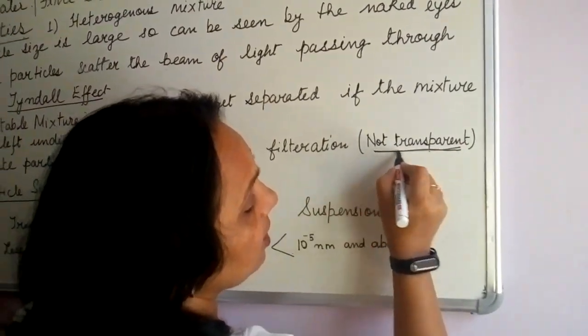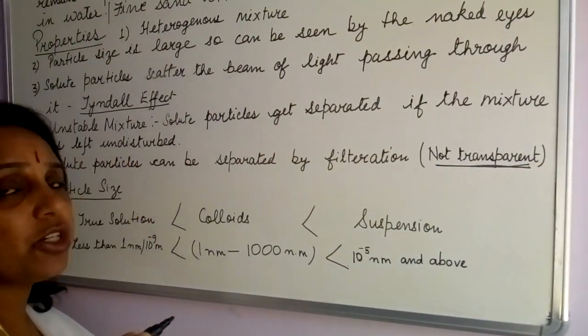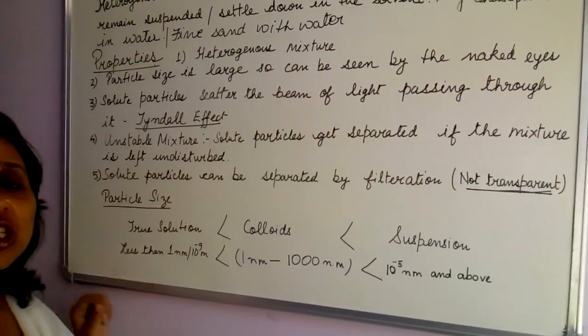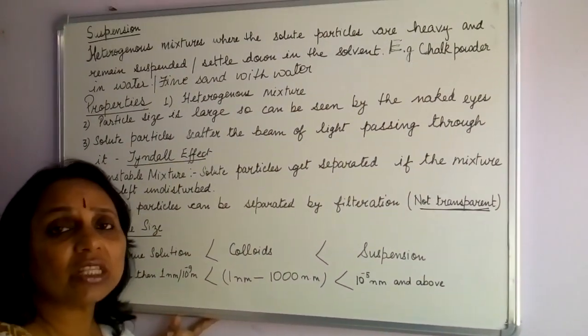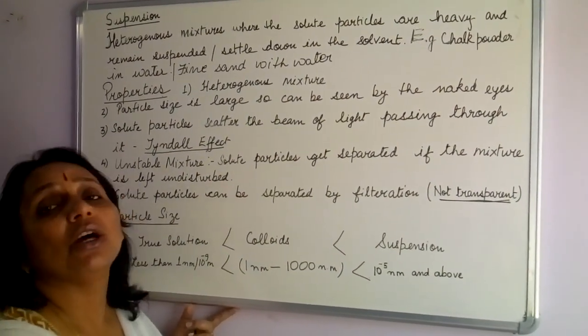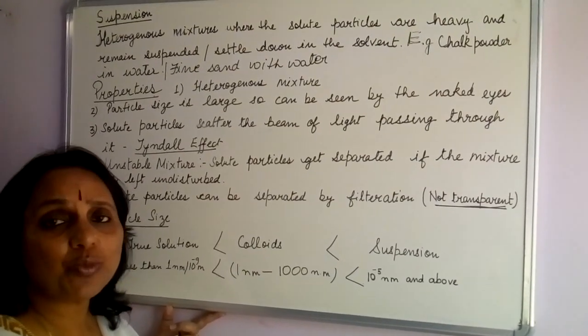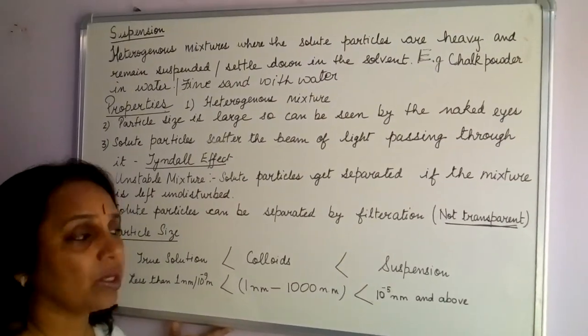Now these suspensions do not form a transparent mixture. The mixture that a suspension forms is non-transparent. So which mixture is transparent? Only the true solutions are transparent. Remember that. Colloids are also non-transparent. They are translucent mixtures.